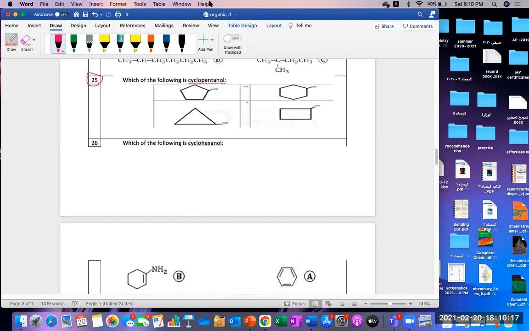Okay, listen. You finished, right? Not yet? Yes. Okay. For 25, he asked about cyclopentanol. Pent is 5 carbons and all contain OH, so we only need to look for the 5 carbons with OH. So it will be this one, which is A. Right?